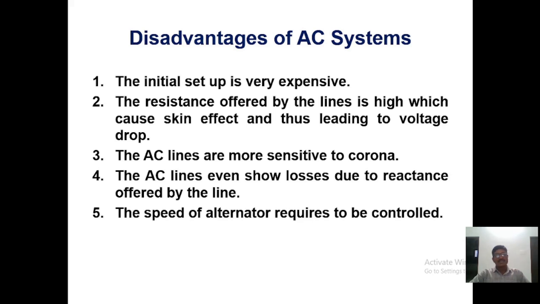The AC lines are more sensitive to corona loss. It is also a major drawback of that AC system. The AC lines even show losses due to reactance offered by the line. In that AC system, it is having the reactance drops. The speed of the alternator is required to be controlled in that AC system. These are all the major disadvantages of AC systems.